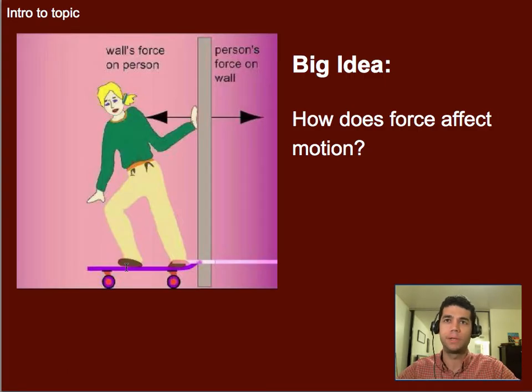Okay, so we've been working on this big idea of how does force affect motion for quite some time. We've looked at Newton's second law, analyzing the effect of force on acceleration, namely that F equals ma. We've even looked at the special case of that with looking into Newton's first law.